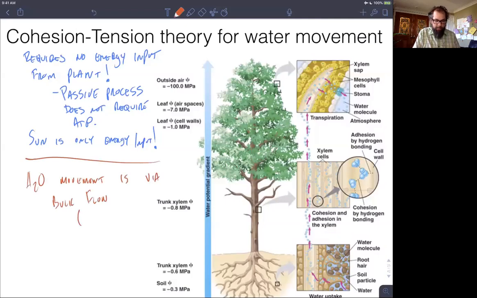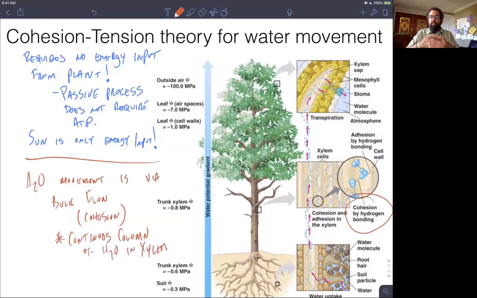and that bulk flow is the response because of cohesion of water molecules together. So the fact that water molecules are cohesive to each other, the hydrogen bonds to each other pull on the next water molecule, then this moves as a continuous column of water. And so it's really not one water molecule moving, but actually this continuous column of water in the xylem moving throughout the plant. And that becomes important as we move into the process of translocation, or the movement of sugars in water. But we'll get to that in a moment.